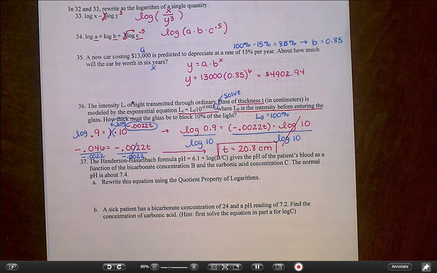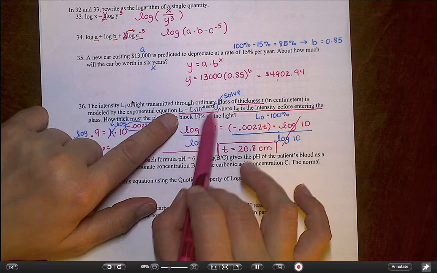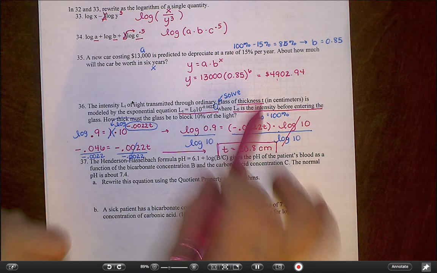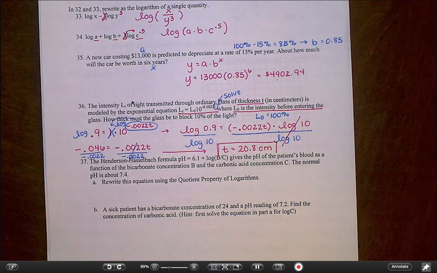So again, just to recap, I plugged the numbers into the formula where they needed to go. And then because my variable was up top in the exponent, I had to use logs to bring it down. Okay, one more ugly one.